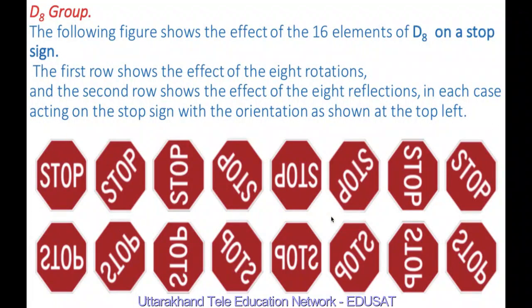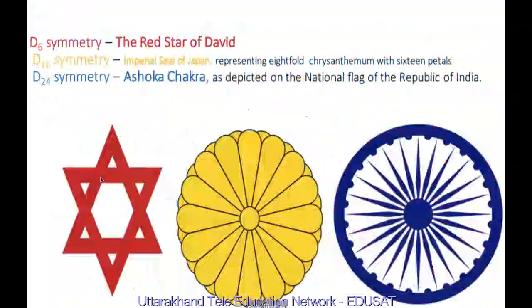I have taken the example of this polygon which consists of 8 sides, and I have shown the reflections. I have shown the effect of the 16 elements of this D8 on the stop sign, which we come across daily whenever we go out of home.